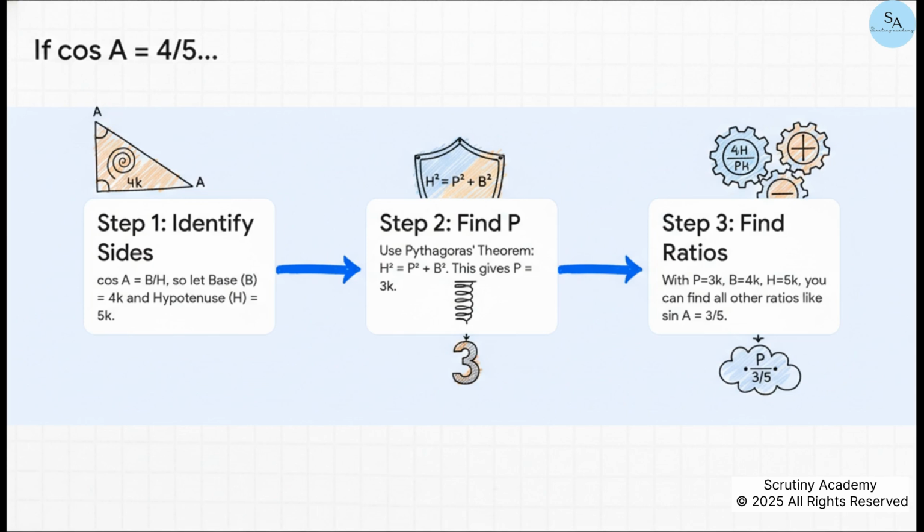What do we do when we have 2 sides and need the third? We call up our old friend Pythagoras. H squared equals P squared plus B squared. You solve for P and you find it's 3. And once you have all 3 sides, 3, 4, and 5, you can answer literally any question they throw at you.